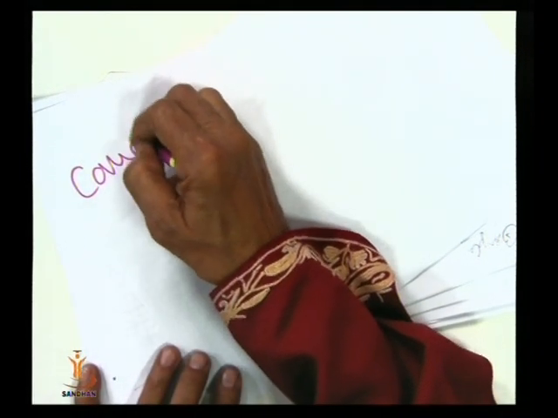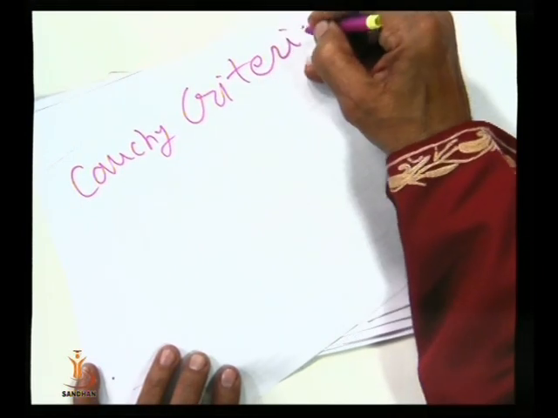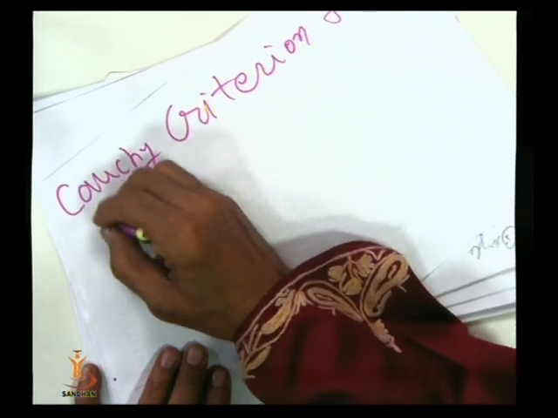Cauchy criterion for convergence. A sequence Sn of reals is convergent if and only if it is Cauchy. So that is Cauchy criterion, or criteria, for convergence.